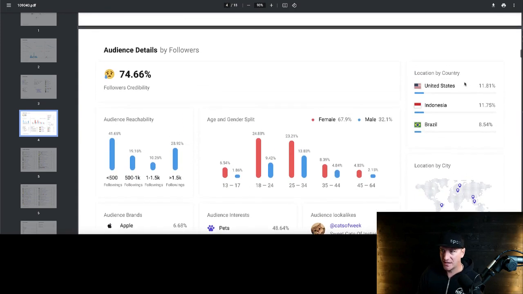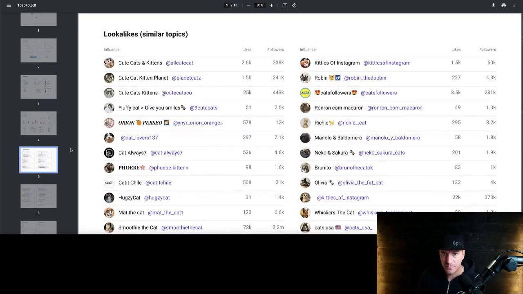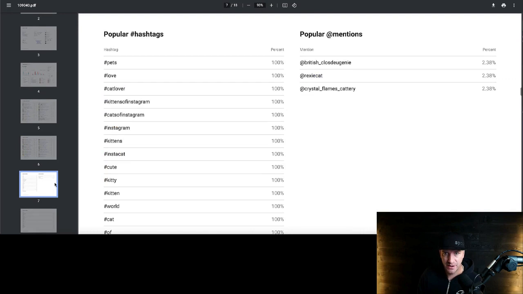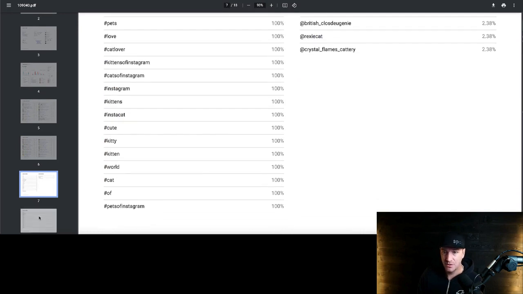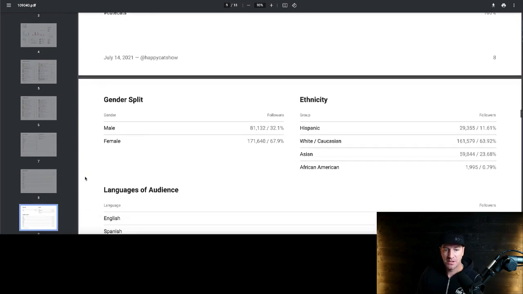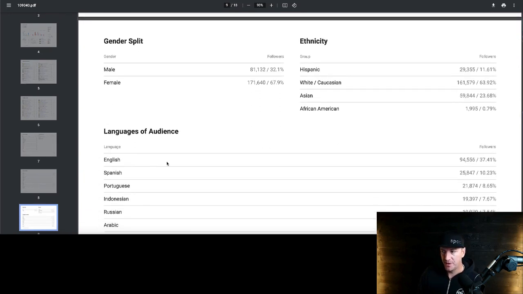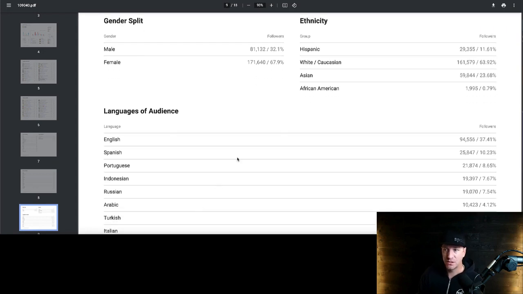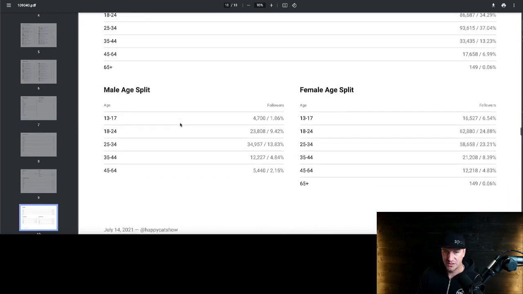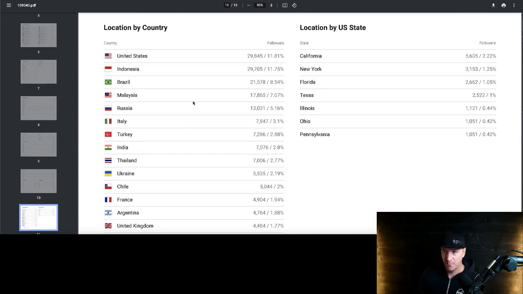So you want to orient as much of that into the follower count of where you're actually going to sell. And then it's got some similar topics here again, lookalikes, the hashtags that they've used, and then more hashtags here. It's got the gender split at the bottom, the English versus Spanish versus all these other languages, so that's super important as well. This is just the age split, male split, and then more detail by country.